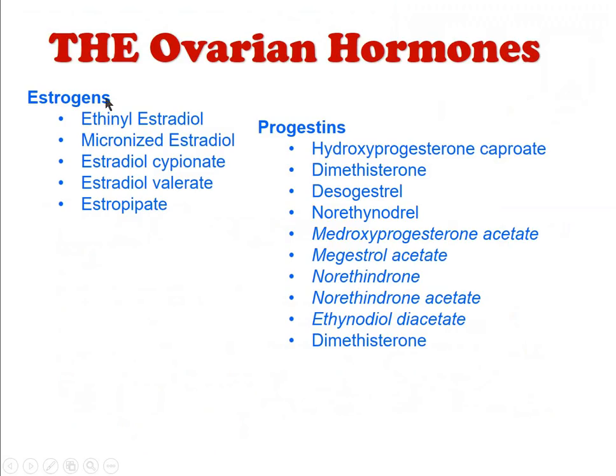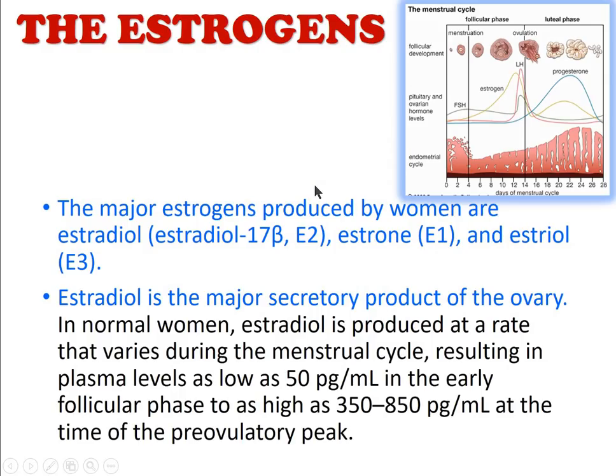And then let's talk about the first, estrogens. When we talk estrogen, the major primary estrogen is estradiol, or E2. It's called estradiol alpha 17 beta. This is the major estrogen in women. There are other estrogens and estriols, but estradiol is the major secretory product of the ovary. So if you have a question, which of the following is the major estrogen, the answer is estradiol.